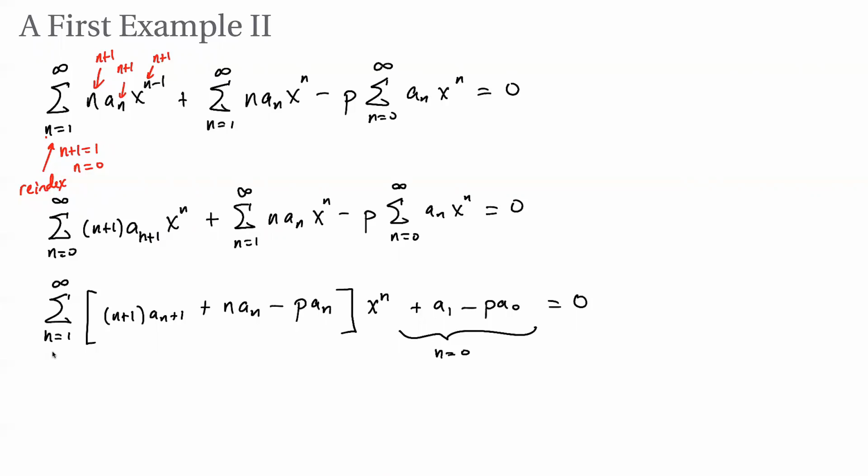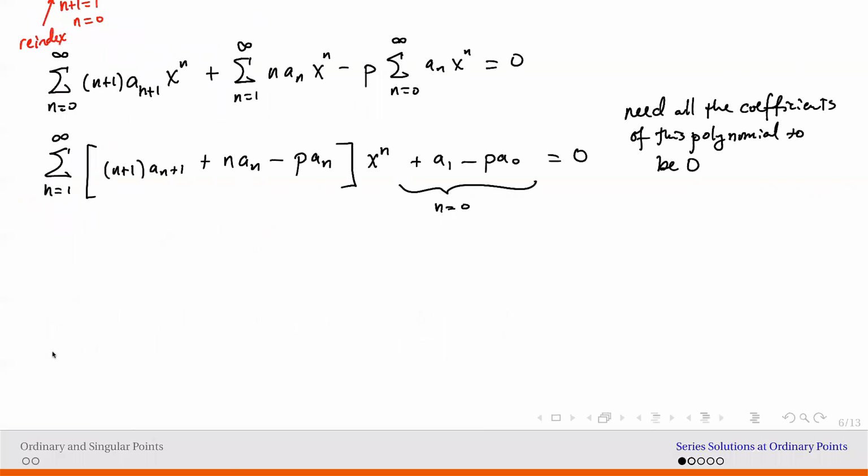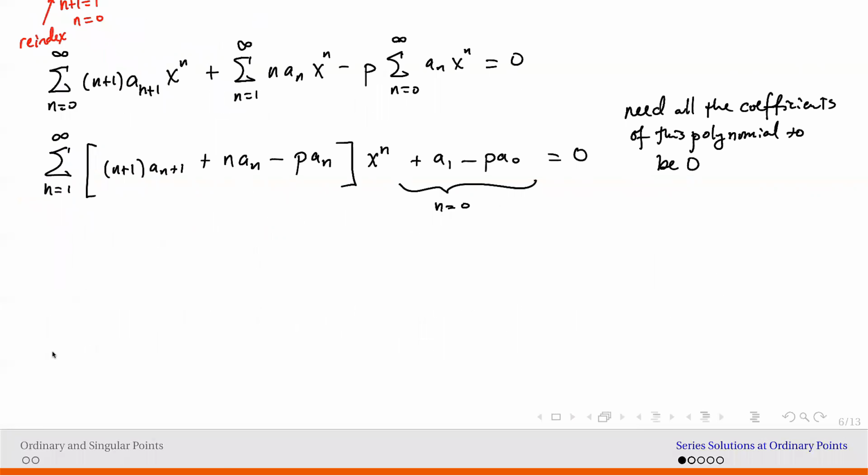So here's what we need at this point. We need all the coefficients of this polynomial to be 0. So what does that lead to? Well, you've got this coefficient here. So this is for n greater than or equal to 1. You get that coefficient there. I'm just going to write down what we have.